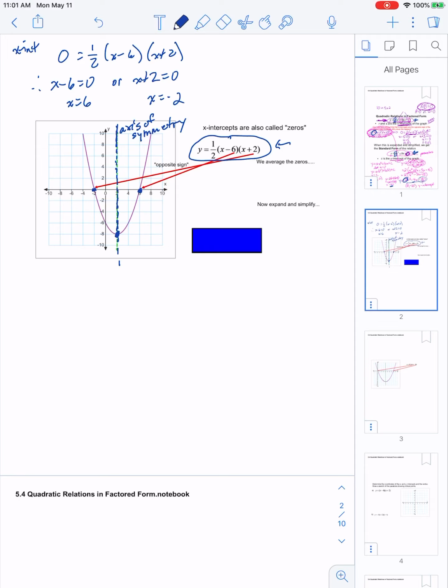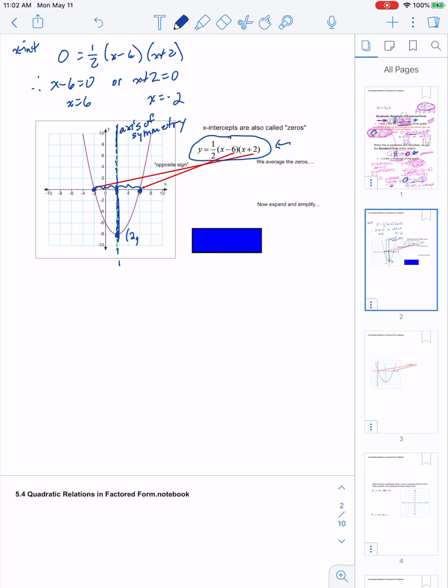So the distance from this point here on the x-axis to this x-intercept is the same as the distance from this point here on the x-axis to the other x-intercept. Where the axis of symmetry and the x-axis meet, that x-coordinate right there would be the x-coordinate of the vertex. So we know that the vertex is at the point 2 and something. Now clearly on this graph it's at -8, but what if you weren't looking at the graph of it? So how do we find that?